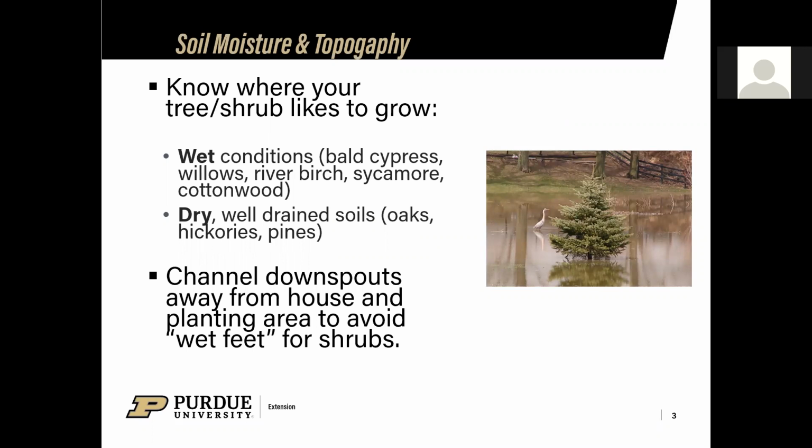A little bit about soil moisture. Know what that plant likes. Is this a wet area or a fairly dry area? Wet conditions, you're looking at things like bald cypress, willows, river birches, some of those that are naturally the things that we see growing in the wild areas. Those are the things that we need to look for, making sure that they match.